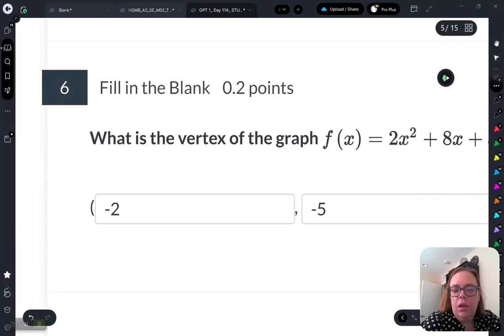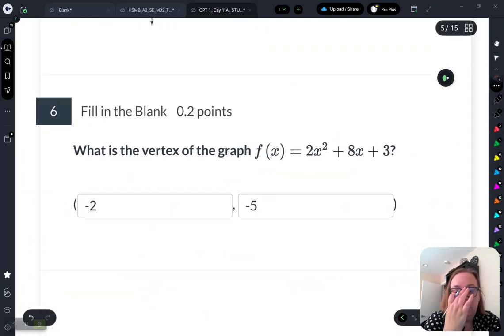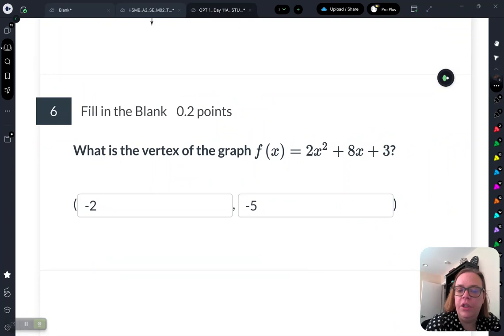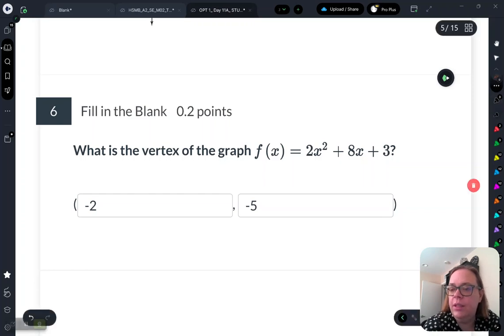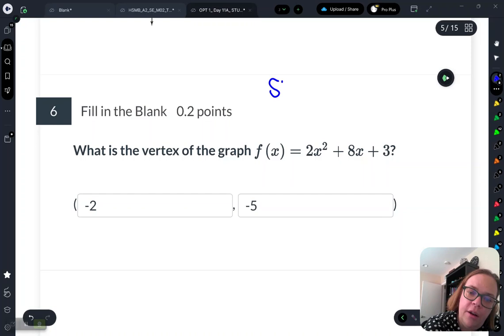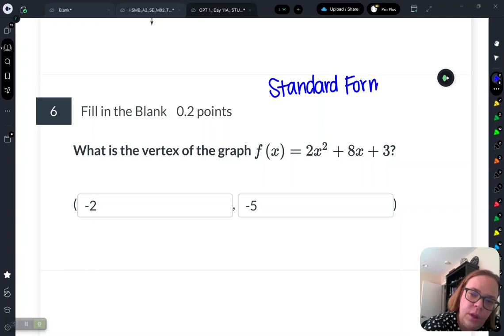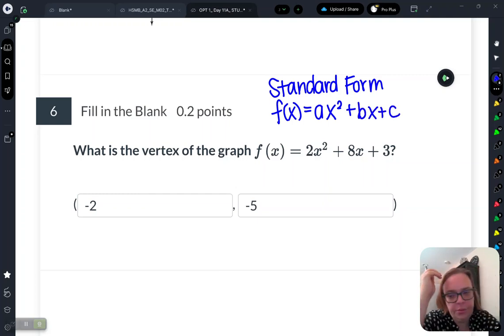6. What is the vertex of this graph? f of x is equal to 2x squared plus 8x plus 3. So this is standard form. So we're hitting all the forms here. Standard form is a times x squared plus bx plus c. Okay, and they want to know what the vertex is.